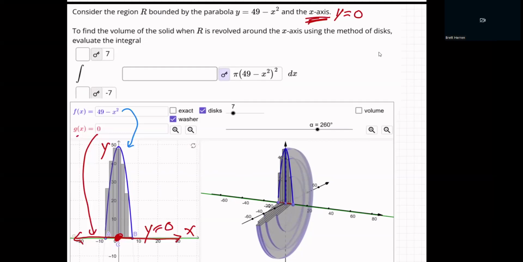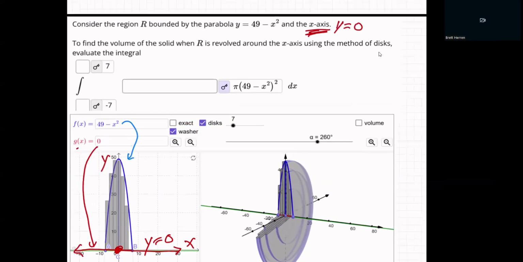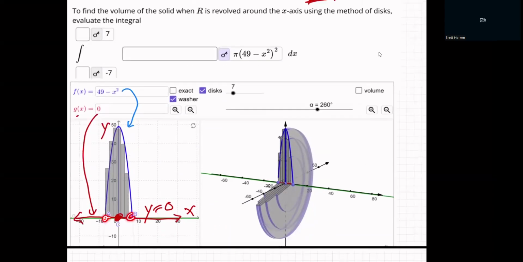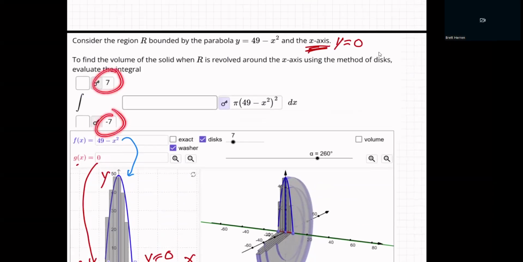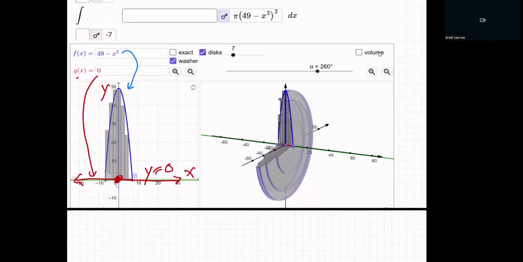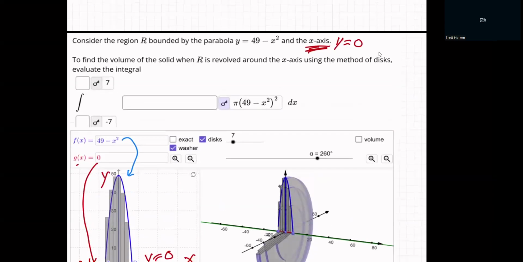And what it does is it sticks in washers and disks automatically for us. And I also told it, how do we know where it goes from? You have to adjust these A and B on the bottom. Well, it's got to go from -7 to +7. How do I know that? Because that's where it's going to be 0. It hits 0 here and here, at 7 and -7. If you take this equation and put in 7 for x, 49 minus 7 squared is 49 minus 49, which is 0, or -7, same thing. So that's just where y is going to be 0.